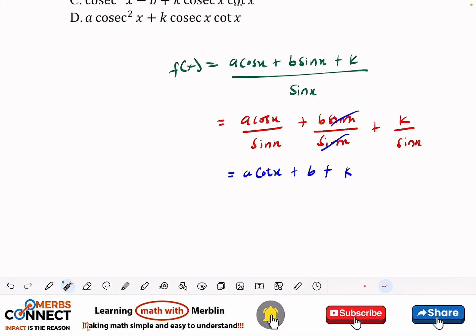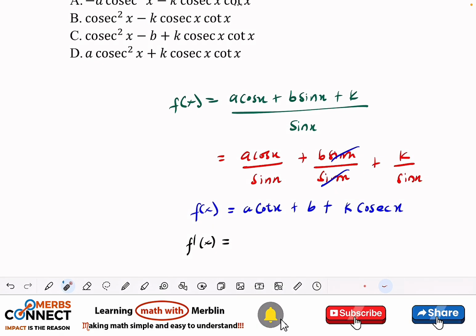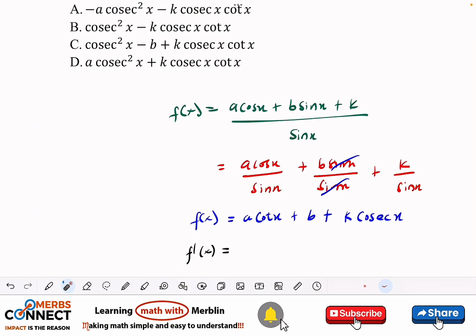And then here, when I bring k out, it will be left with 1 divided by sin, and we know that 1 divided by sin is the cosecant of x. So now this is the simplification. Now we can differentiate. So we know that when I differentiate cotangent, I'm going to get minus cosecant squared. So that is basically what I need. So minus a cosecant squared x.